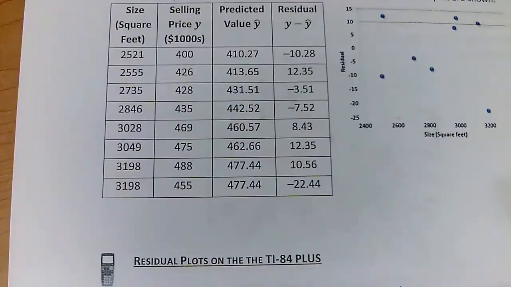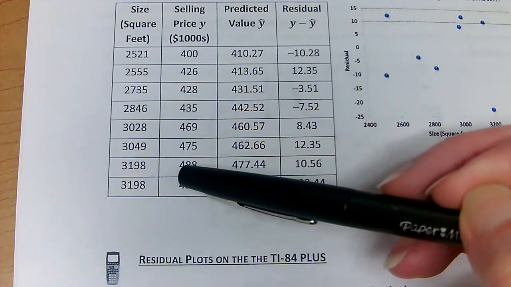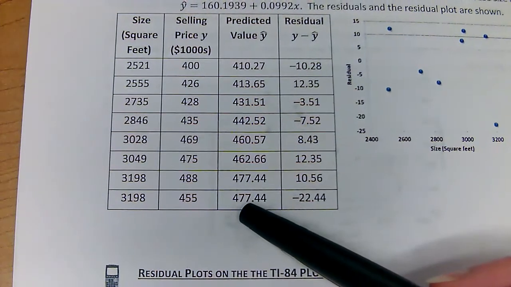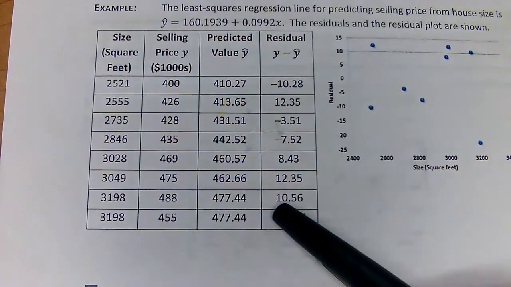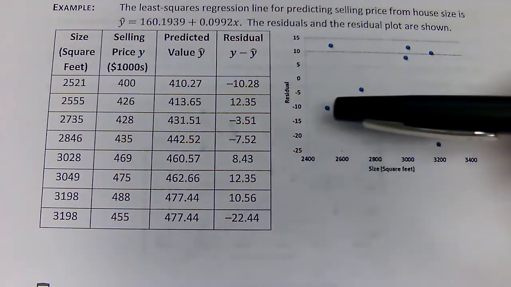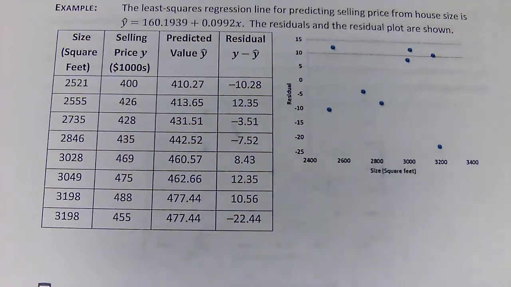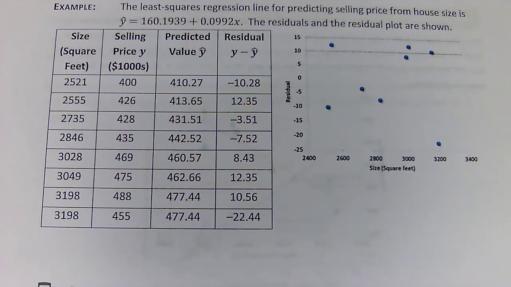So let's take this for example. This was our square feet and our selling price. These would be the predicted values, so the values from our line. And this is the residuals. When we plot those, notice that we get them everywhere. There's no pattern. That shows that there was a linear relationship.